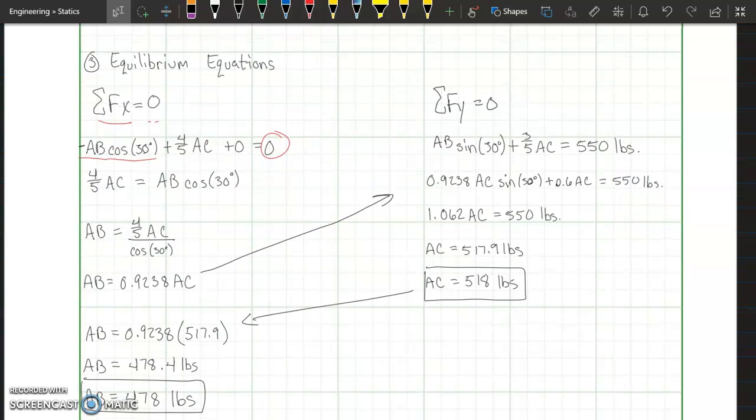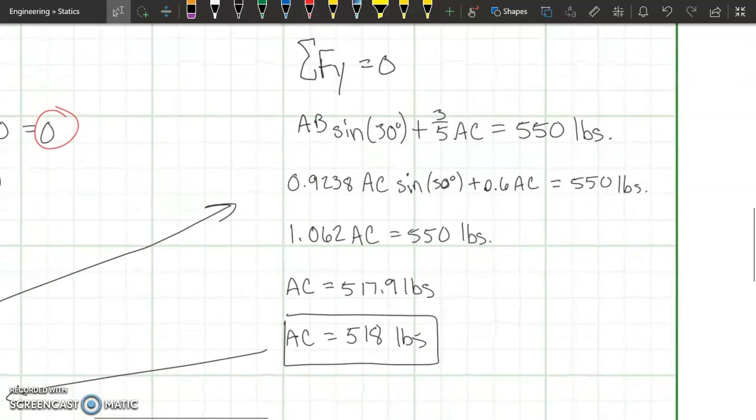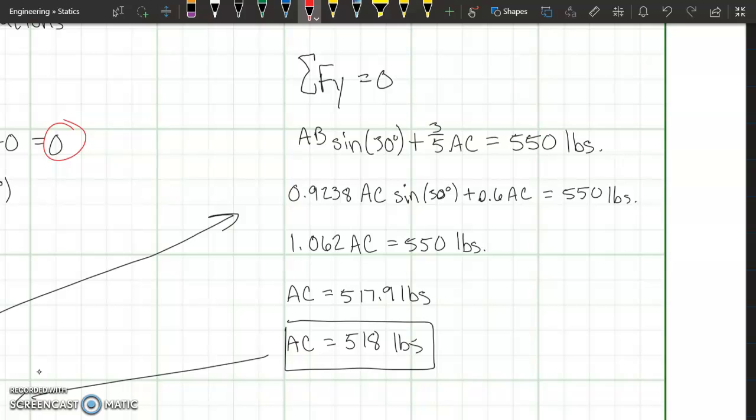After dividing by that cosine 30 degrees on each side, we get AB is equal to 4 over 5 AC divided by cosine of 30 degrees, and after typing that in the calculator, that gave me AB is equal to 0.9238 AC. Now, I'm going to move over to the sum of forces in the y direction. The sum of all forces in the y direction is equal to 0. So that means we'll take our y components from above, AB sine 30, plus our 3 over 5 AC, and then instead of putting the minus W, I moved that to the other side and just put its value, 550.